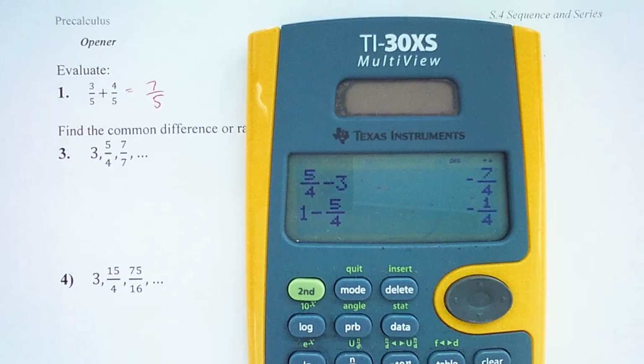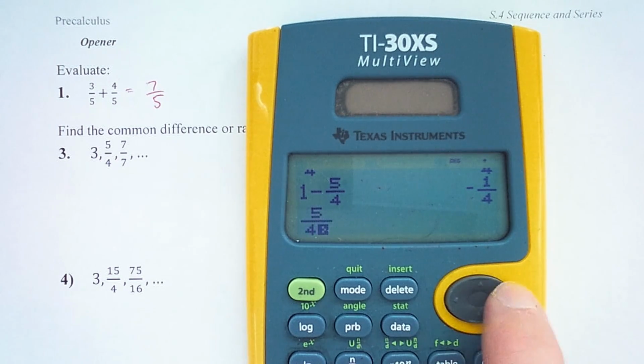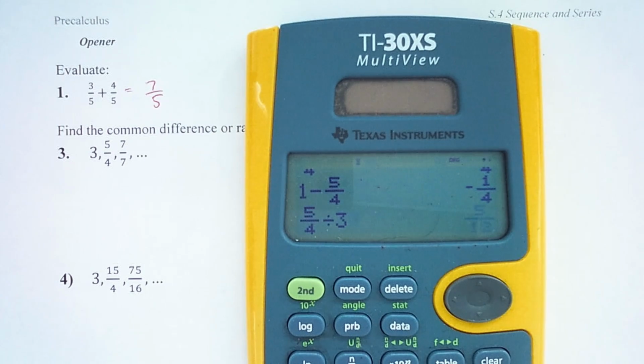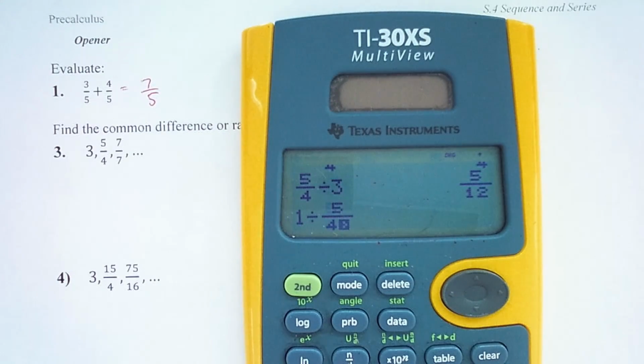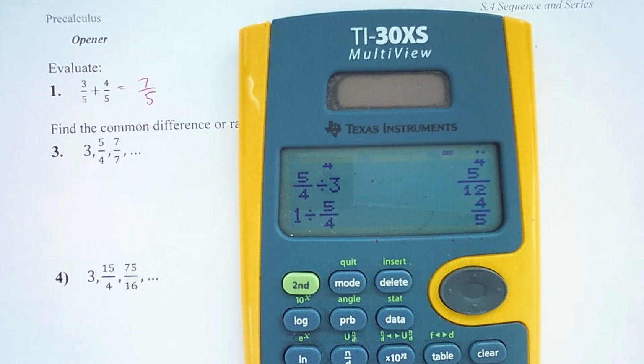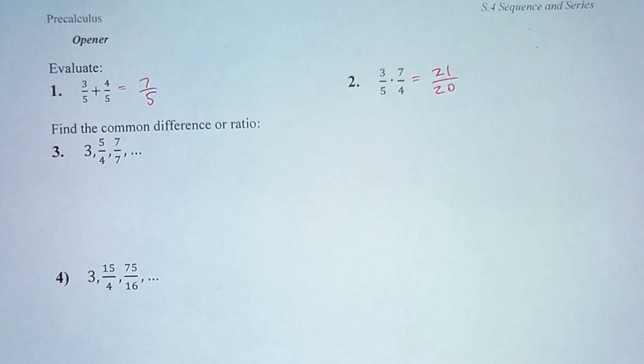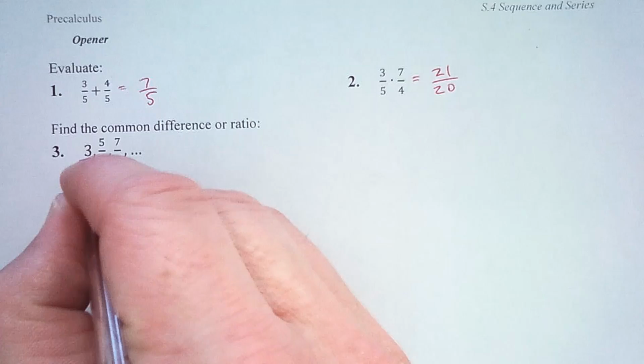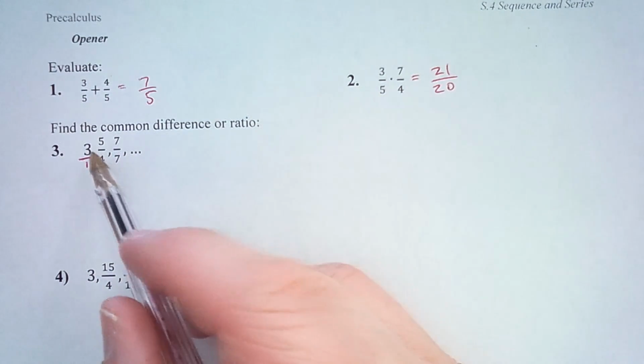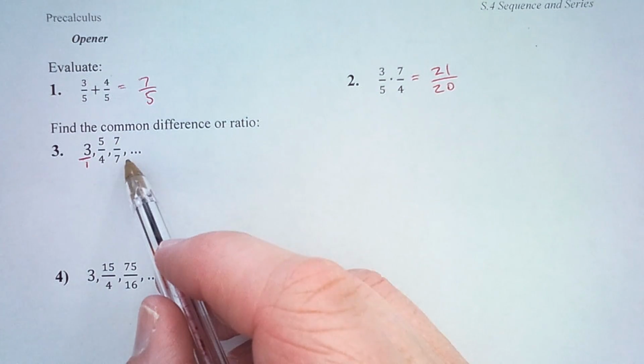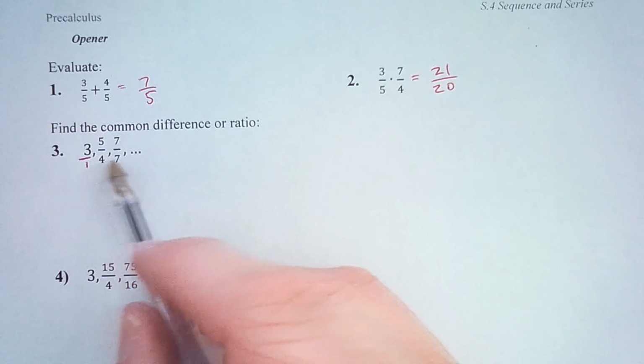So let's check for a common ratio. 5/4 divided by 3, and then 7/7, which is 1, divided by 5/4, and those are not the same, so we don't have a common ratio either. Now, when that's the case, we'll look at the numerators and denominators separately. So we've got 3/1 here. Do I have a common difference or a common ratio in the numerators and the denominators?